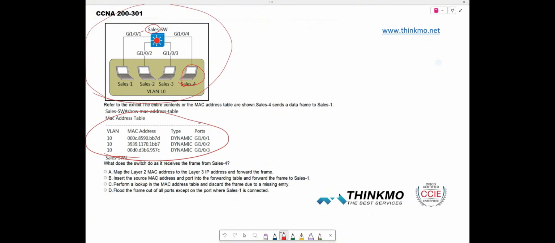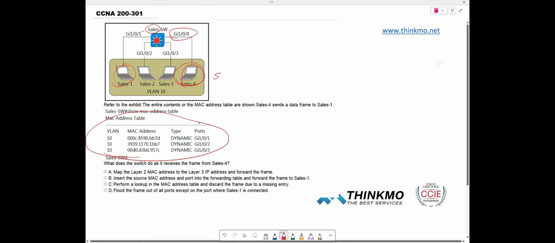When Sales 4 attempts to access Sales 1 on the network, what specific operation will the switch perform on the data frame sent from Sales 4 during this communication? In other words, how does it handle the data frame? Essentially, the switch will take the interface through which the frame arrives and map it to the source MAC address found in the frame. This means the switch updates its MAC address table to associate the source address of Sales 4 with the port it came in on, ensuring efficient delivery of future frames. This mapping process is fundamental to how switches learn and forward data within a local area network.